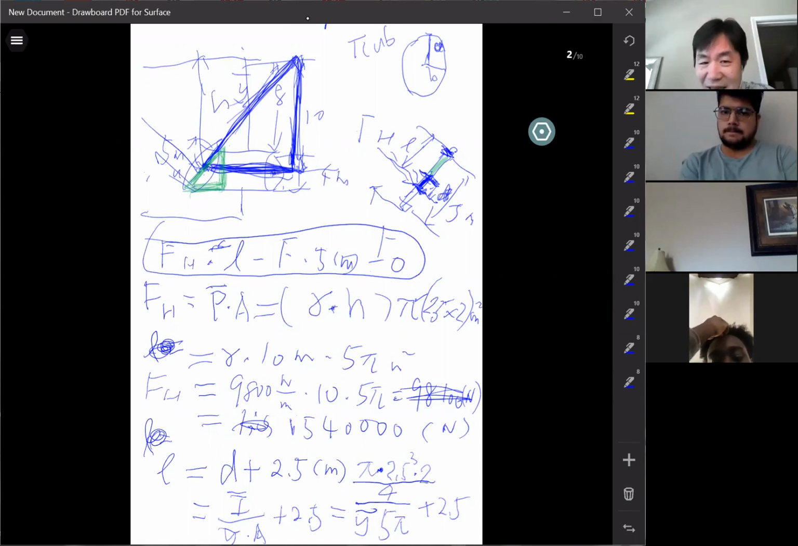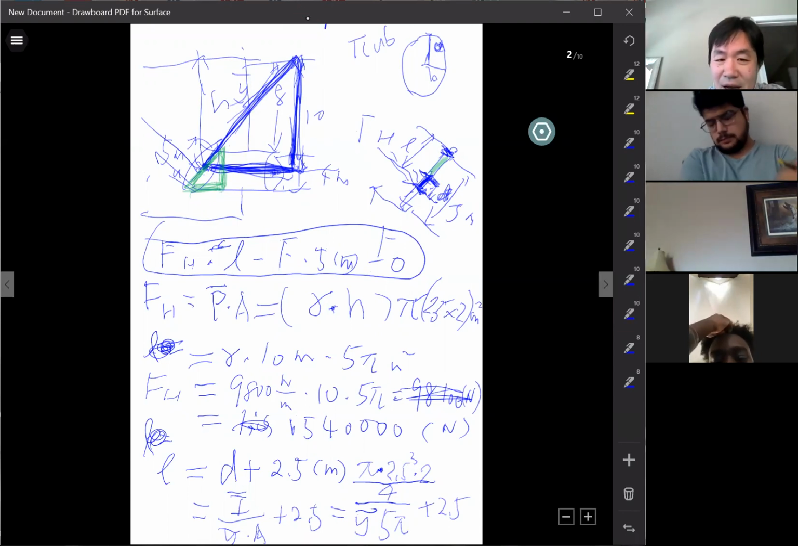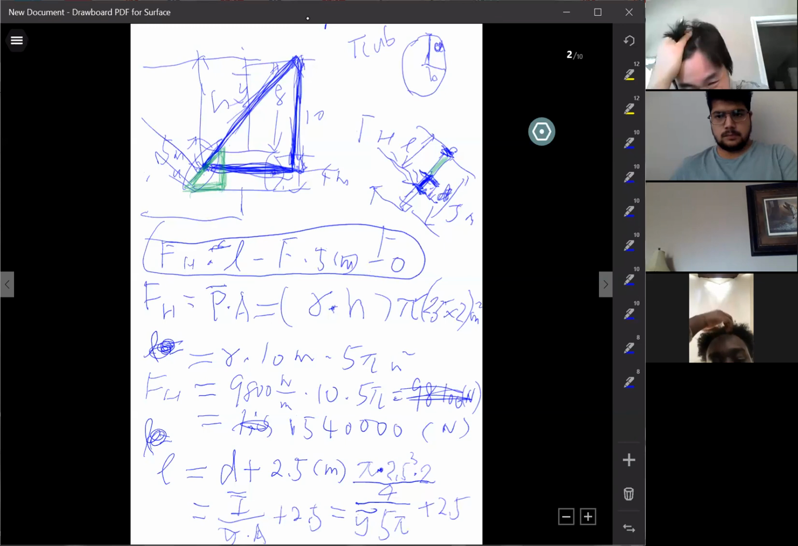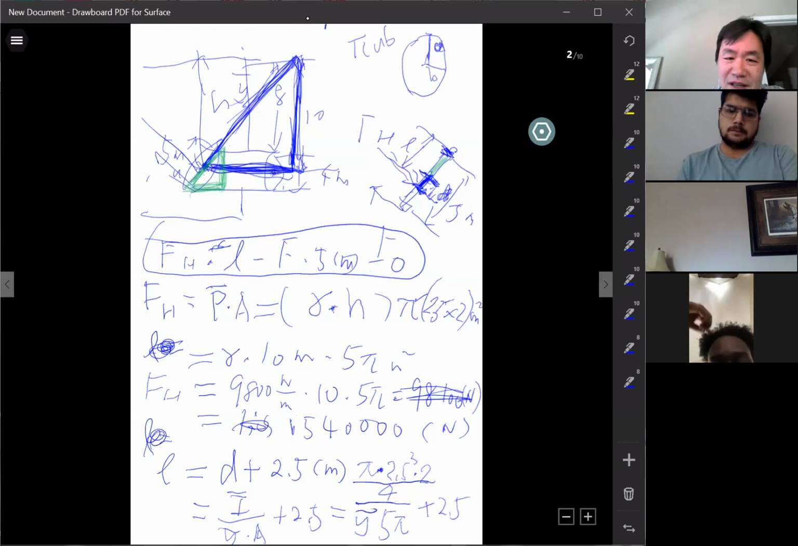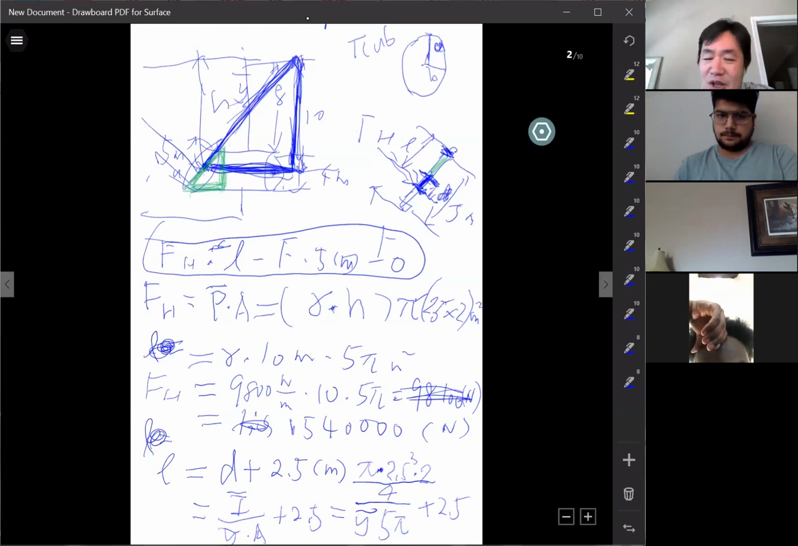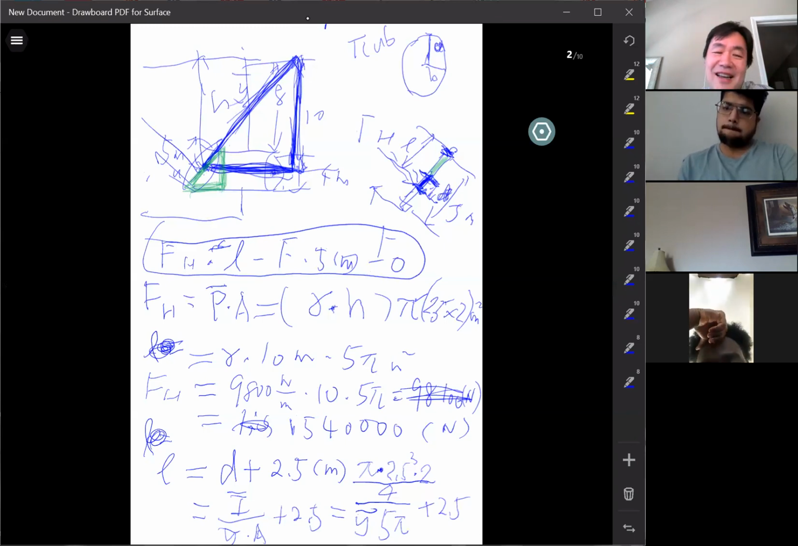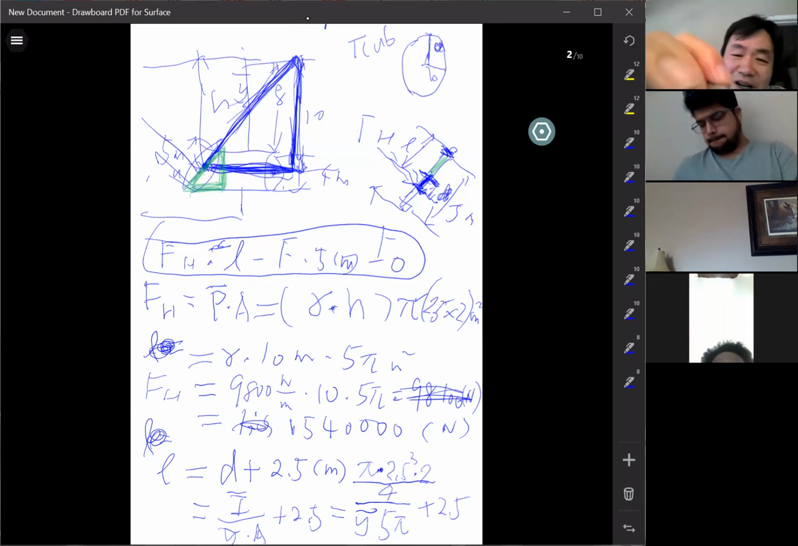3, 4, 5. These are similar triangles. How about the green triangle? Is that a 3, 4, 5 triangle? Yeah, 3, 4, 5 triangle, right? 5, 4, you know the other side is 3. So is the blue triangle also a 3, 4, 5 triangle? Yes, similar. So 3, 4, 5 triangle. Okay, good. And I know this side is 10.